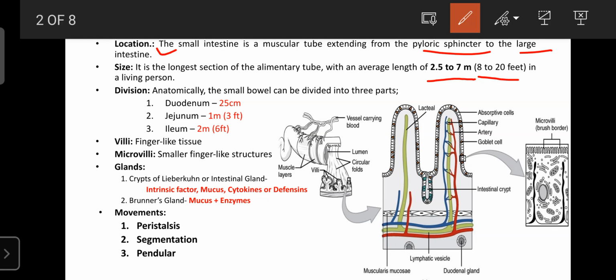The small intestine provides a larger surface area for digestion as well as absorption, but this length varies from person to person. It's not the same in all people. Some people have a longer one, some have a shorter one, or even after certain peptic ulcers, the small intestine was removed.